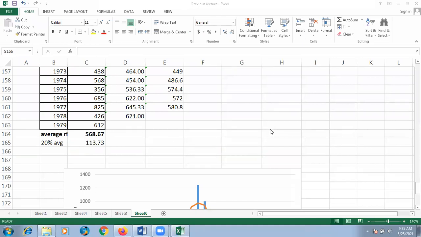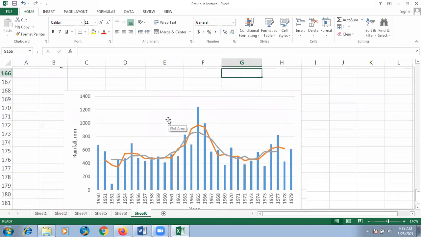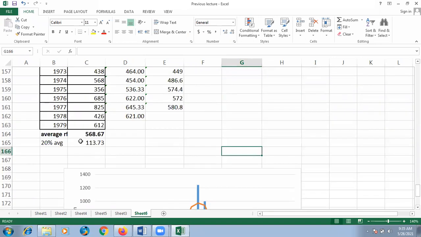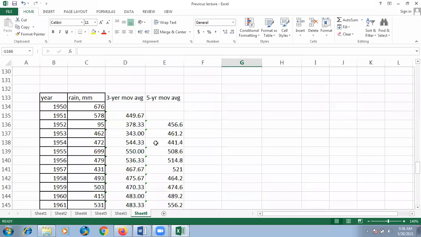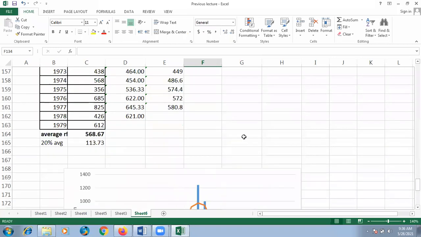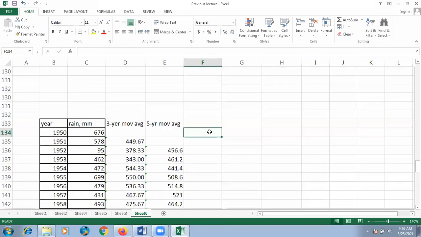So in the sketch itself, if you have to identify that, you have to draw a horizontal line which represents 568.67. You should also draw a horizontal line which represents 113.73 mm. So for that to happen in Excel, I have to do slightly differently from what you normally do in a graph sheet. So I would just do it this way here. 568.67.